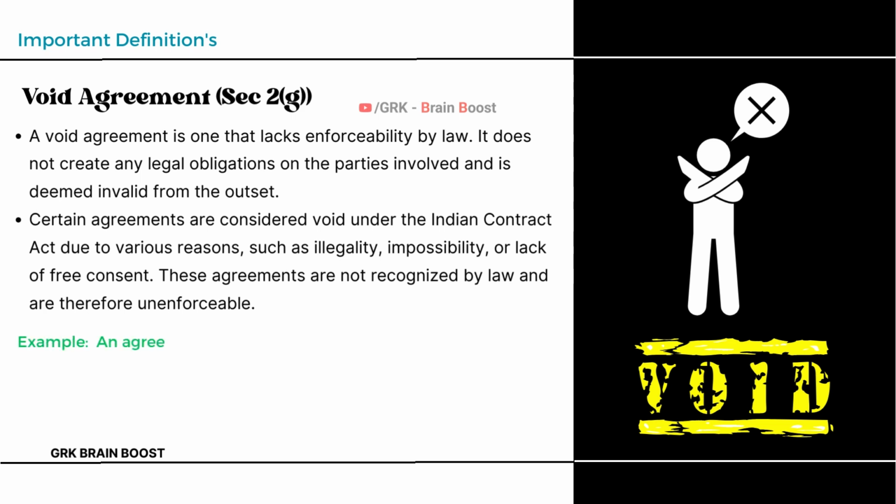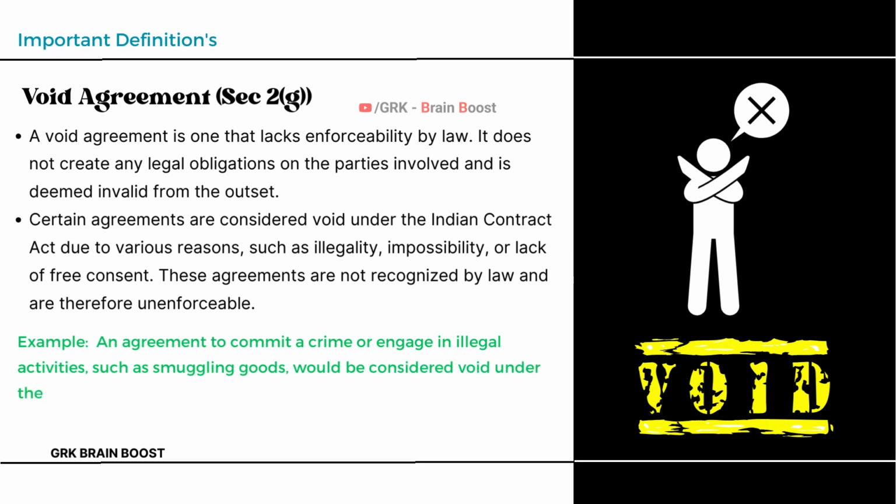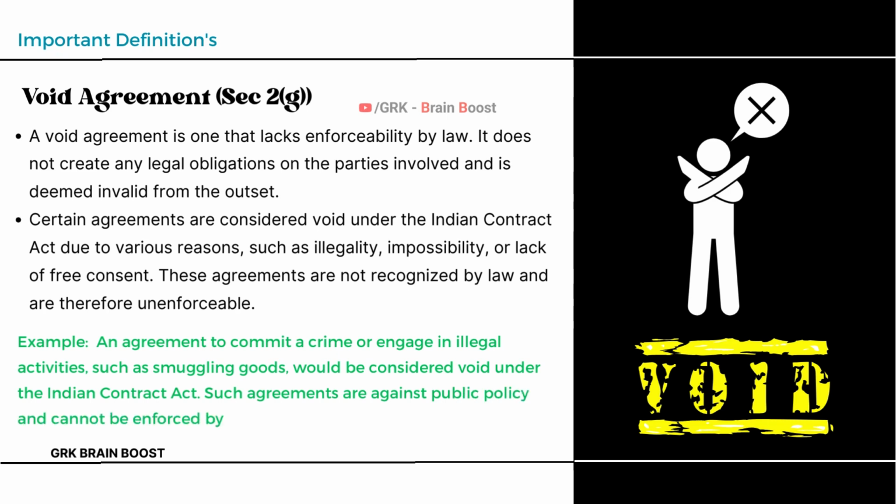Example, an agreement to commit a crime or engage in illegal activities such as smuggling goods would be considered void under the Indian Contract Act. Such agreements are against public policy and cannot be enforced by law.